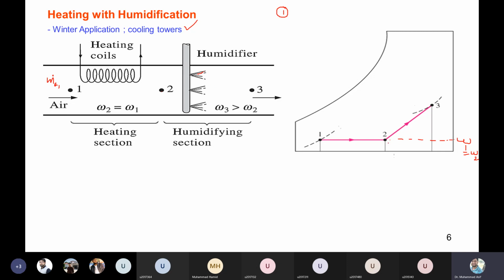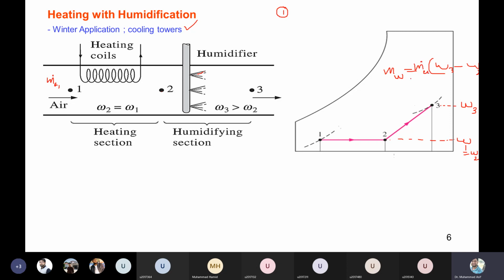What is the value of that water vapor that you have added? This is omega 3, right? So that means this is equal to (omega 3 minus omega 2) times MA, where MA is the mass of the dry air. So the amount of water vapor MW that you added as a result of the humidifier is equal to the difference of omega 3 and omega 2, multiplied by the mass of the dry air.